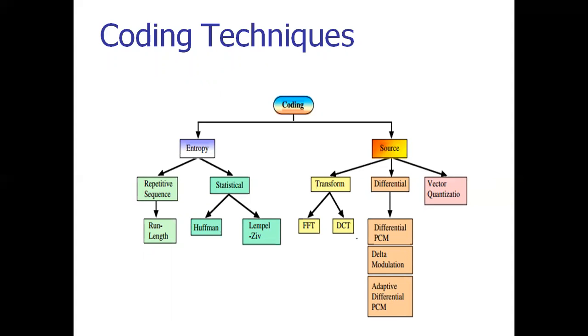Entropy based again has repetitive sequence like run length encoding, which we'll look at further in this slide. Then we have statistical encoding like Huffman and LZW, which we will also look at in this slide. Then we have source based like transform, FFT, and DCT. Then we have differential techniques like PCM, delta modulation, and ADPCM. Apart from that, we have the vector quantization method, which restores the bit information.